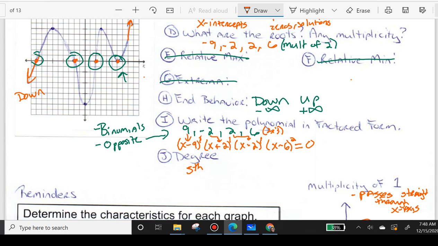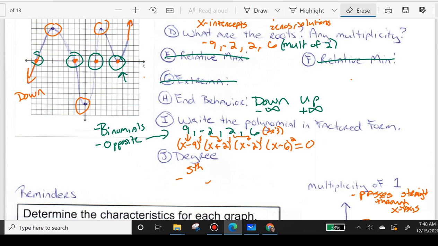Another way to also determine the degree, or the minimal degree, it's not the definite degree, but the minimal degree, is to look at the number of turns and then add 1. So the degree is also the number of turns you see in the graph plus 1. So if we look at our graph, there's 1, 2, 3, 4 turns. So therefore 5th degree.